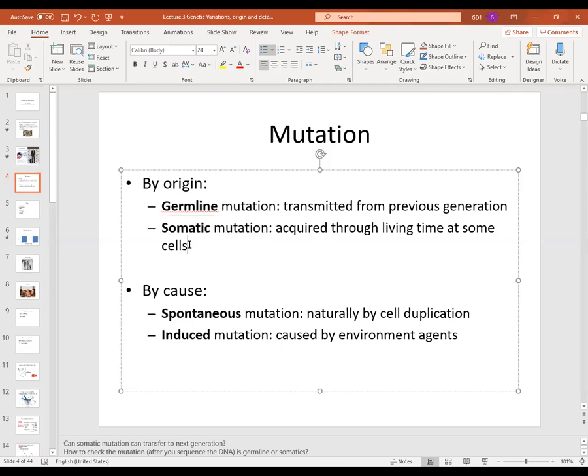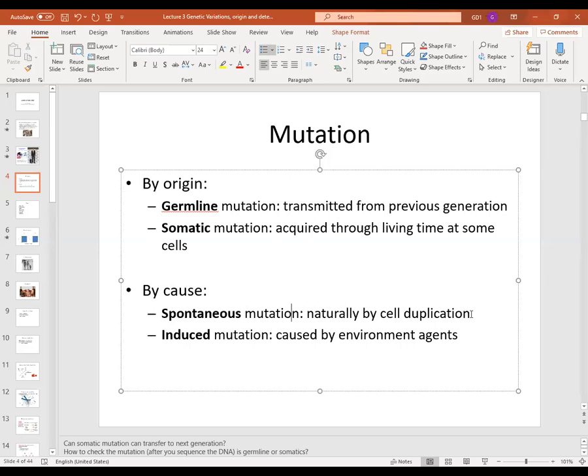And the somatic mutation is also related to a very hot topic, cancer, right? Maybe the environment induces some mutations in your body, so they create somatic mutations and somehow they develop into cancer. And the second thing, by cause, is the spontaneous mutation. That means it happens naturally, by cell duplication.